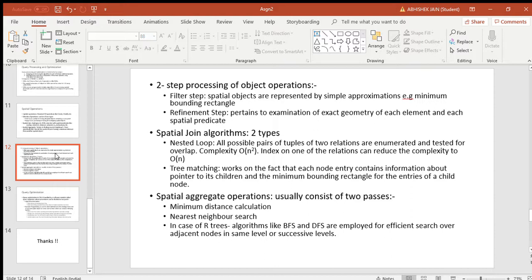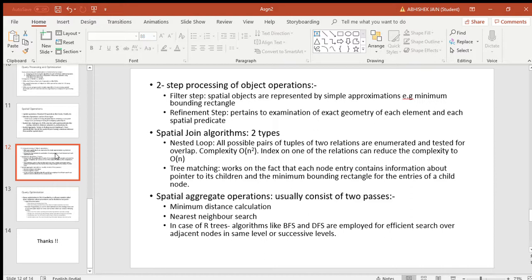There are two types of spatial join algorithms. First one is the nested loop, where all the pairs of tuples of two relations are enumerated and tested for overlap. The time complexity for this nested loop algorithm is big O of n square. Indexing on one of the relations can reduce the complexity to big O of n. The second type of algorithm we have for this is tree matching, which works on the fact that each node entry contains information about the pointer to its children and the minimum bounding rectangle for the entries of a child node.